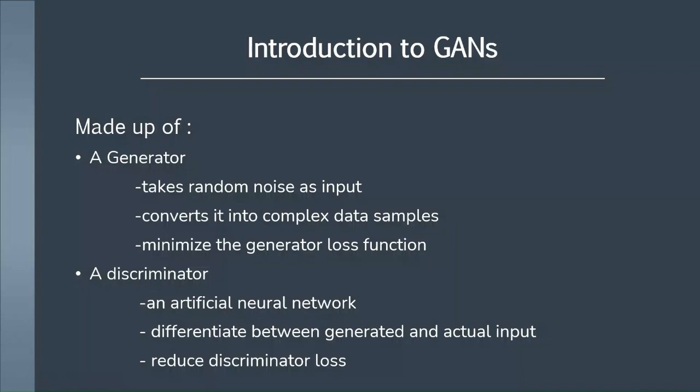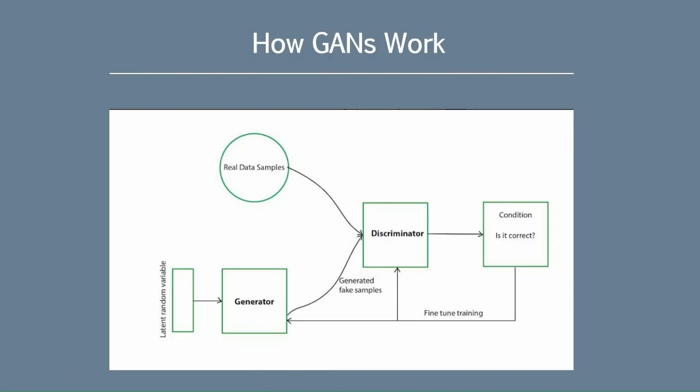A discriminator is an artificial neural network which differentiates between generated and actual input. There is also a term for the discriminator, which is discriminator loss. The discriminator reduces discriminator loss by accurately identifying artificial and real samples.